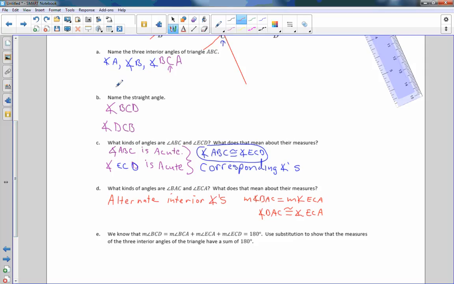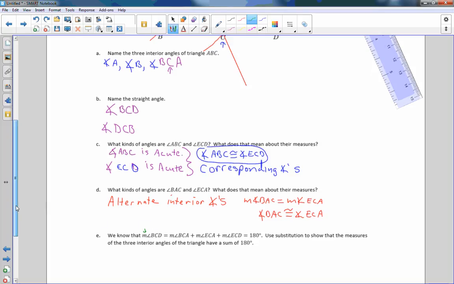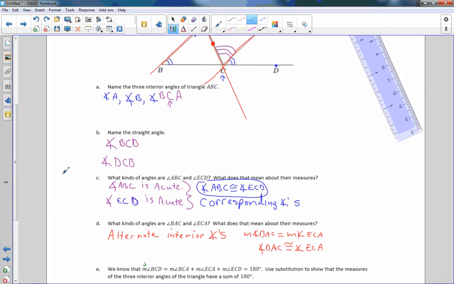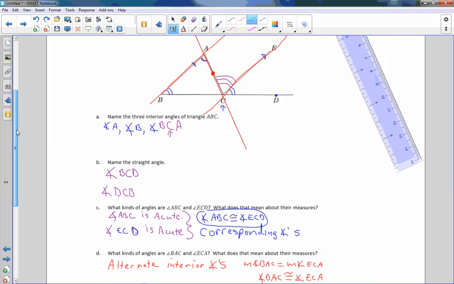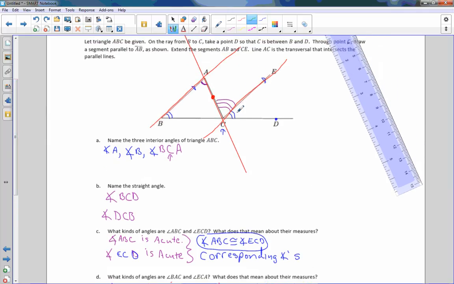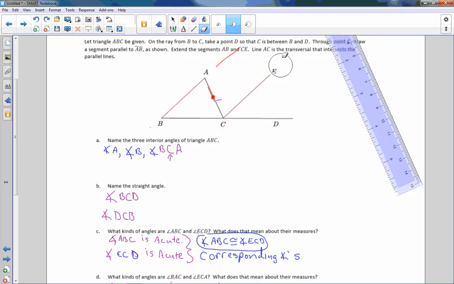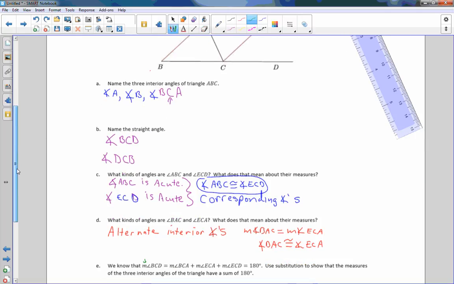E, what do we know about measures of angles? Now notice how they have the letter M there. We're talking about the measures. We know that the measure of angle BCD, where's BCD? Unfortunately, I have to scroll to see all this. And let's get rid of all of this diagram markup and start fresh. It's getting a little cluttered. So if I clear that all out, and now we're going to talk about the diagram again.